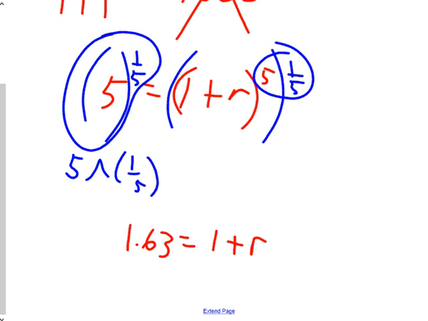It wasn't 1.63 though. What was it? 1.38. If we round it, is that good enough rounding? All right. Then, once you subtract off the 1, R equals 0.38. What is the R? The rate. The rate is 38%.